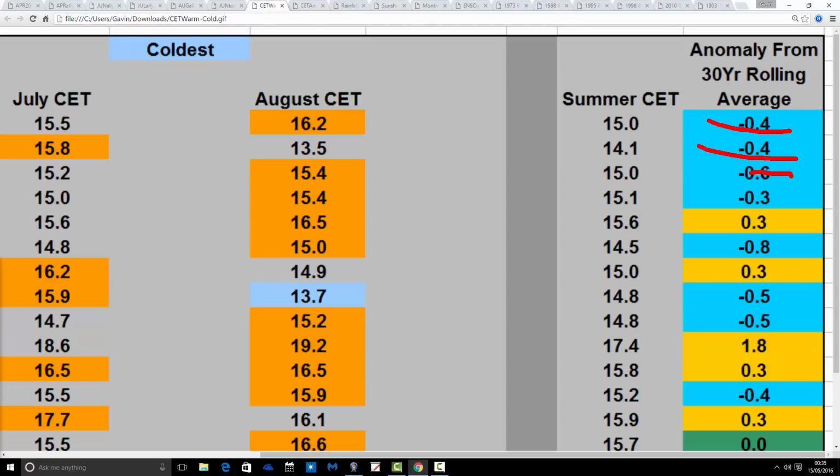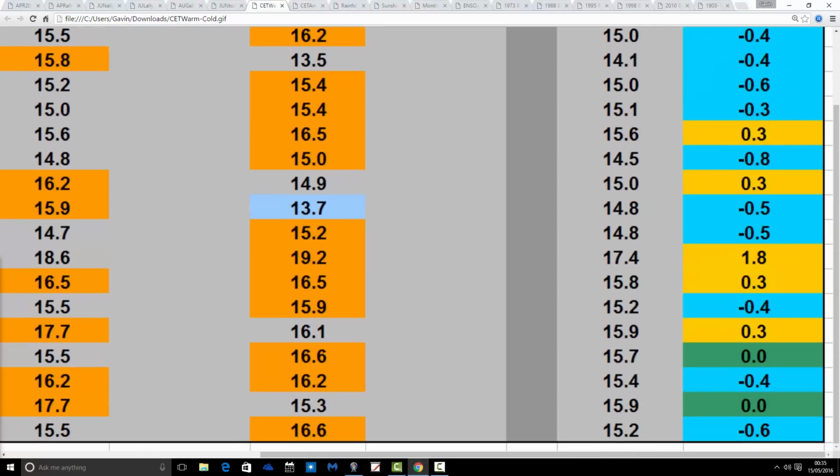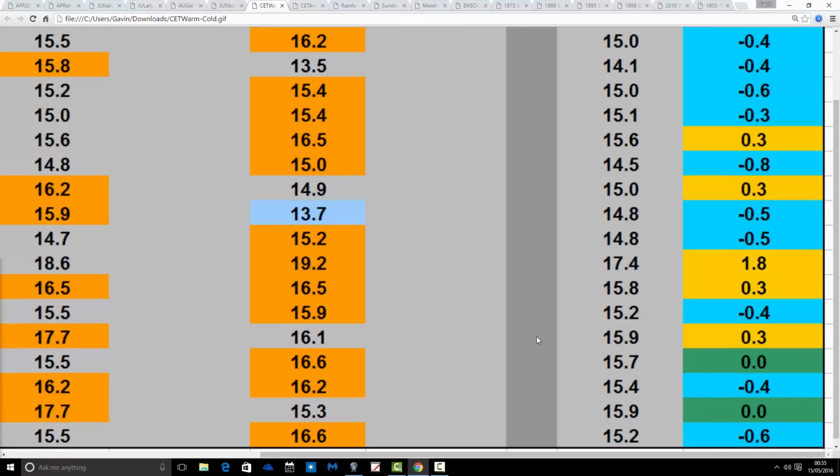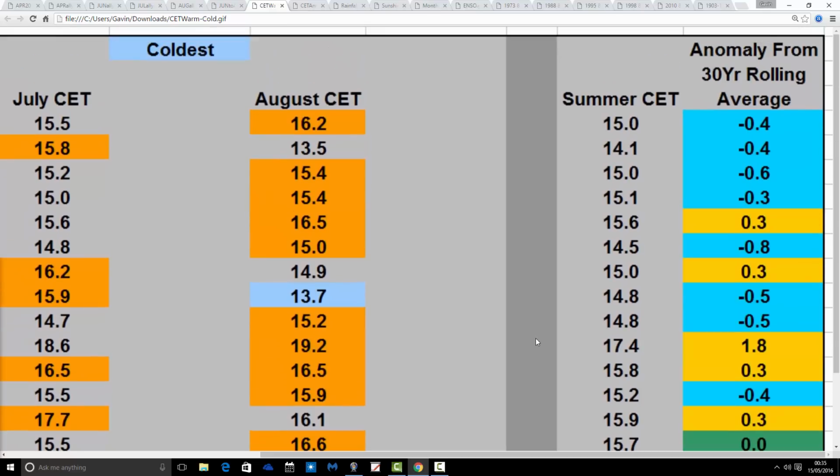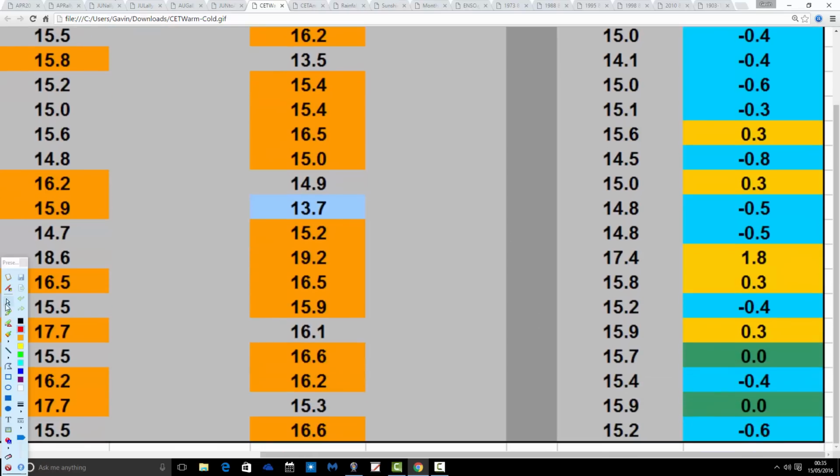So we've got 1, 2, 3, 4, 5, 6, 7, 8, and we can go down further to have a look at these two, 9 and 10. 10 of the 17 summers come out cooler than average if you use the rolling 30-year average. That leaves us with 1, 2, 3, 4, and 5 that are warmer than average. So it's quite a stark difference.